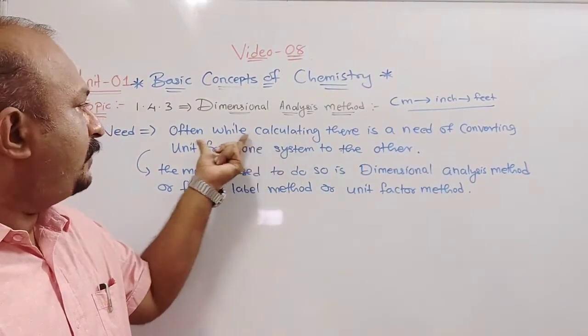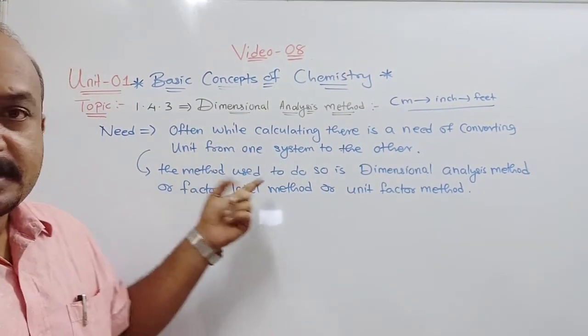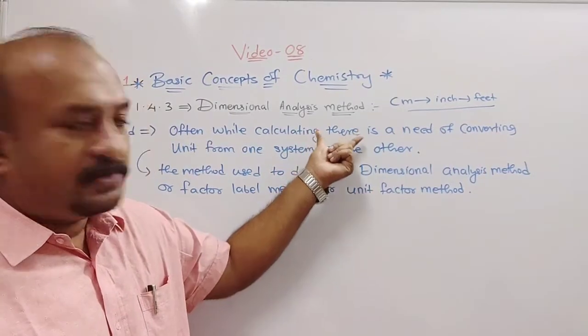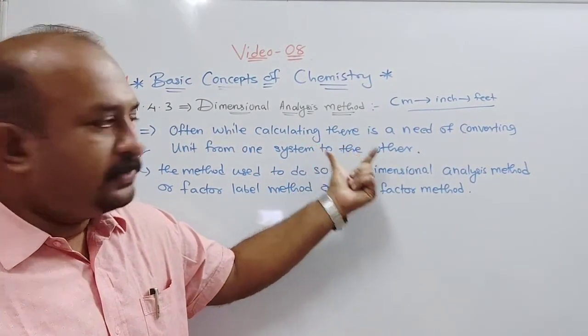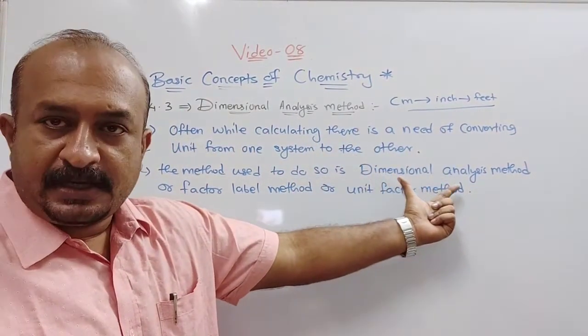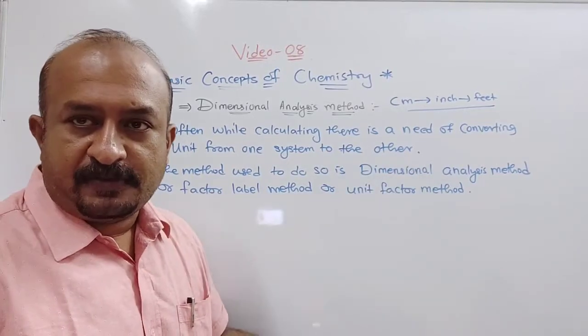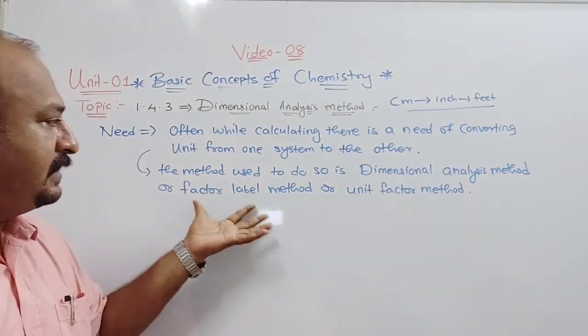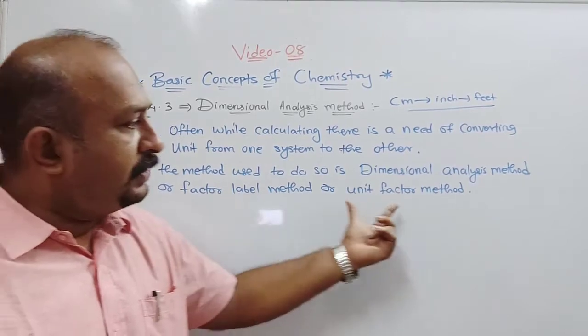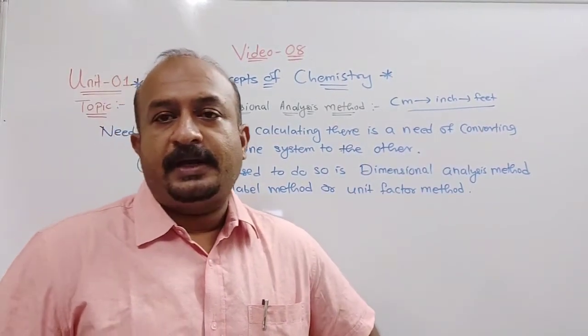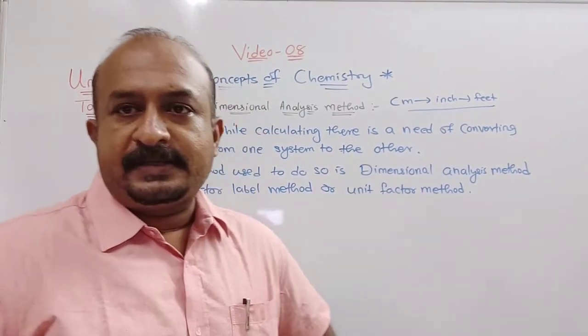Now what is the need, I already explained. This method is used to convert one unit system into another. So it is called the dimensional analysis method. Another name is also there for this method. You can see here, factor label method or unit factor method. Now we will explain it through an example.